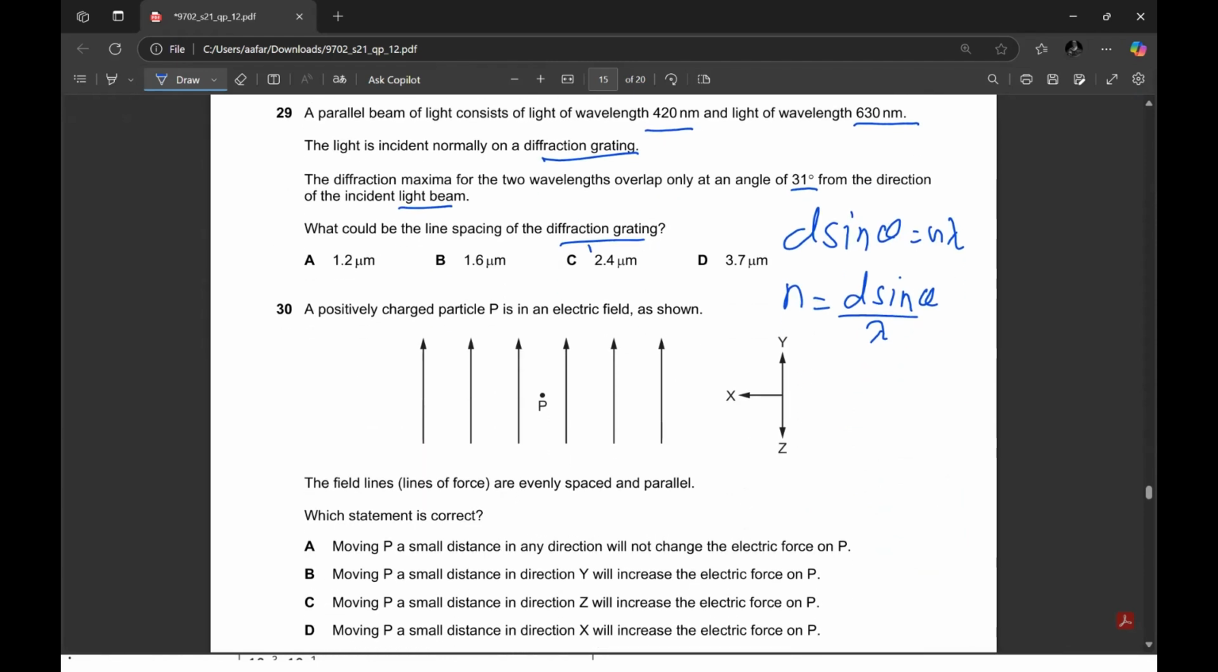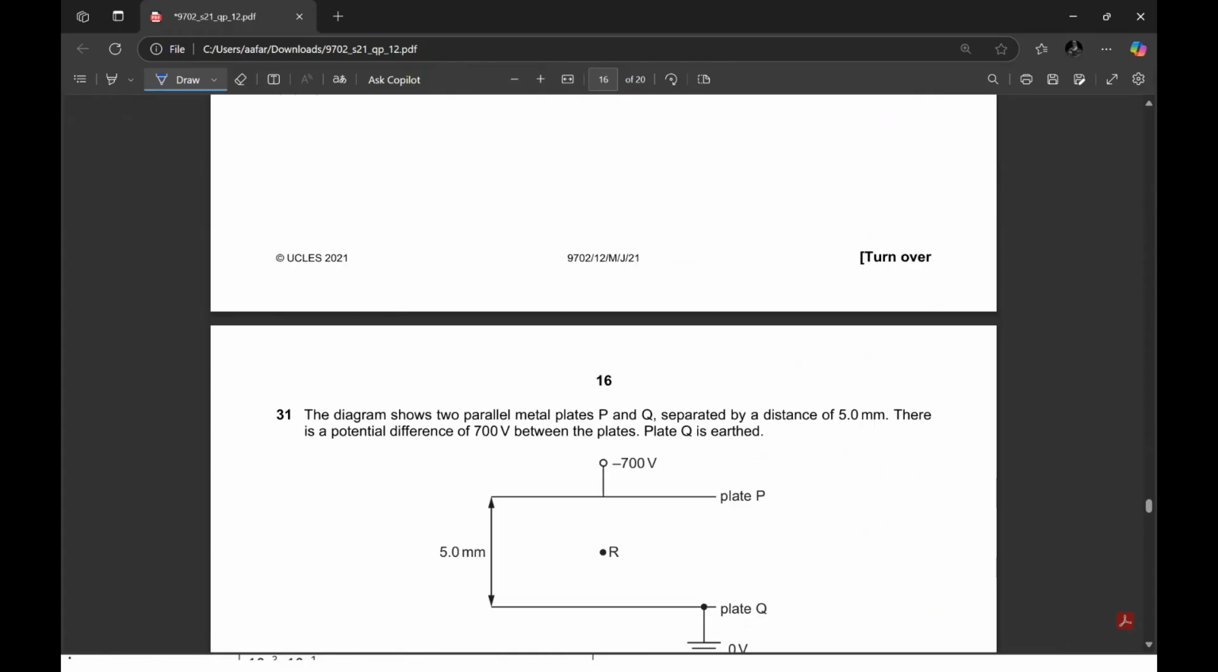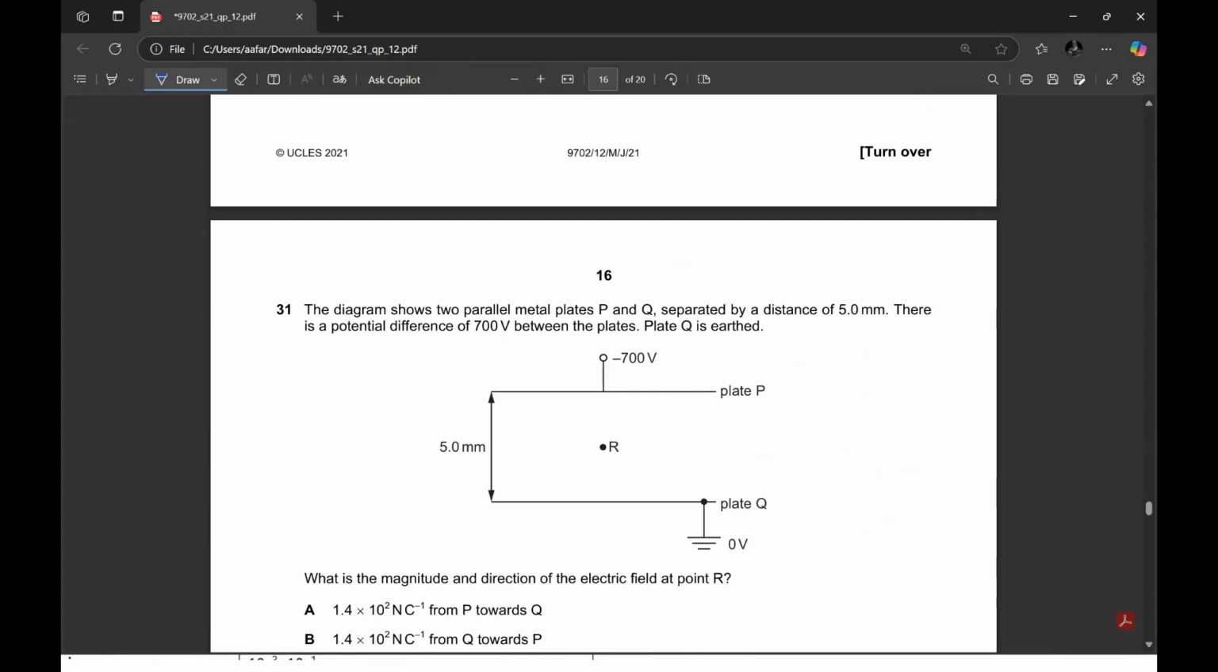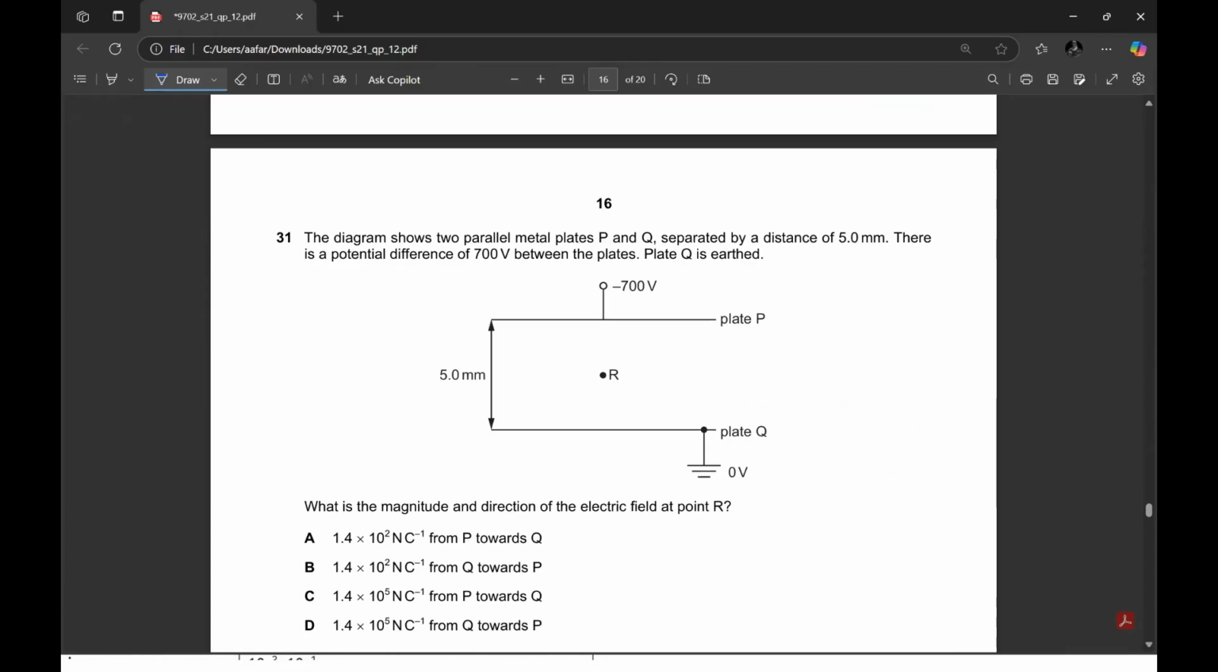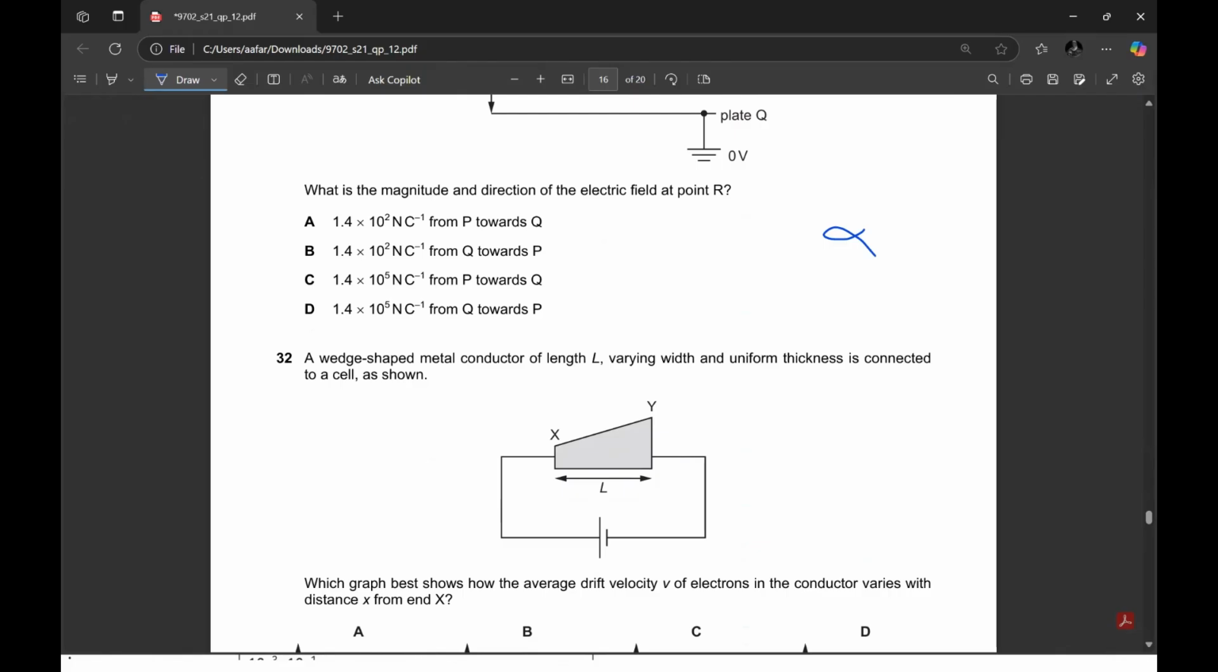The positively charged part of an electric field is known as... A diagram shows two parallel metal plates separated by a distance of 5 millimeters. There is a potential difference of 700 volts between the plates.